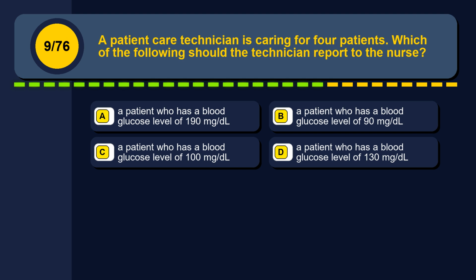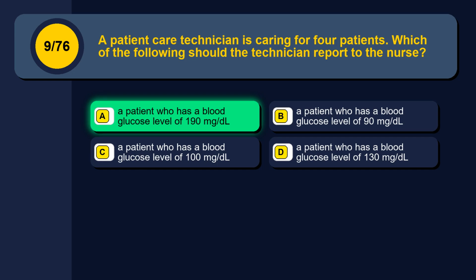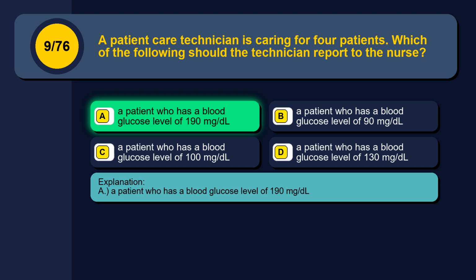Option A. A patient who has a blood glucose level of 190 mg/dl. Option B. A patient who has a blood glucose level of 90 mg/dl. Option C, a patient who has a blood glucose level of 100 mg/dl. Option D, a patient who has a blood glucose level of 130 mg/dl. The correct answer is option A, a patient who has a blood glucose level of 190 mg/dl.